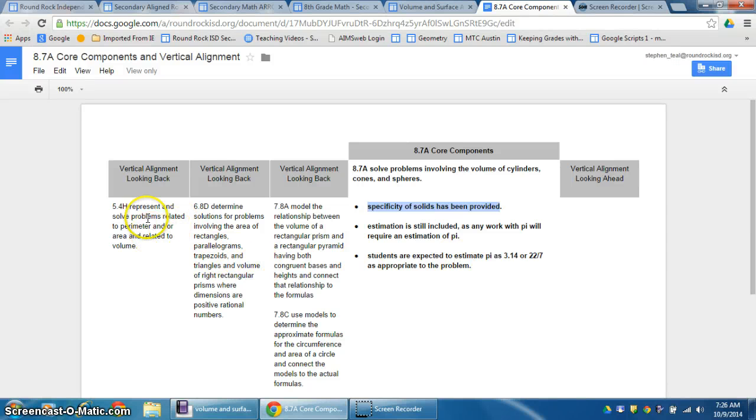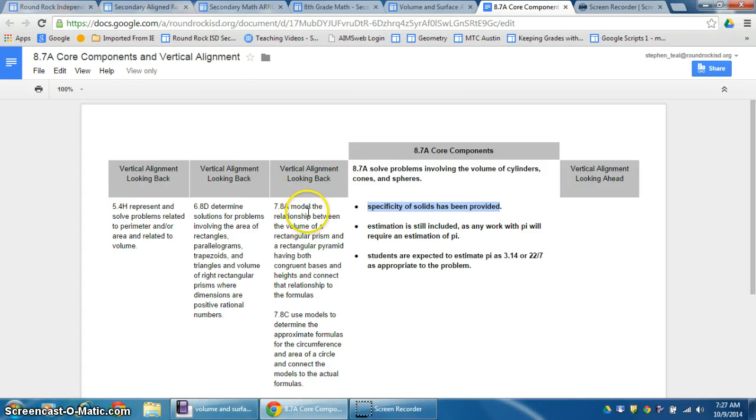Now, if you look back at 5th grade, they dealt with perimeter and area as it related to volume. You see they're building that concept of area of the base times the height. In 6th grade, there were more area TEKs, as well as, if you look at the last part of this, the volume of right rectangular prisms where the dimensions are positive rational numbers.